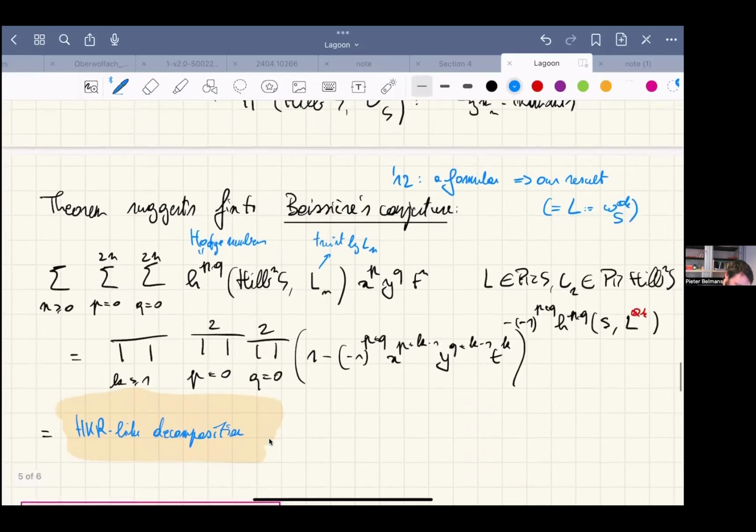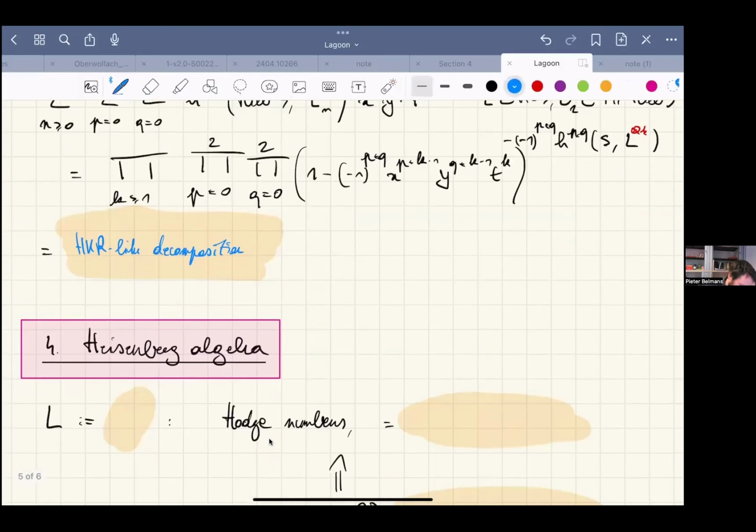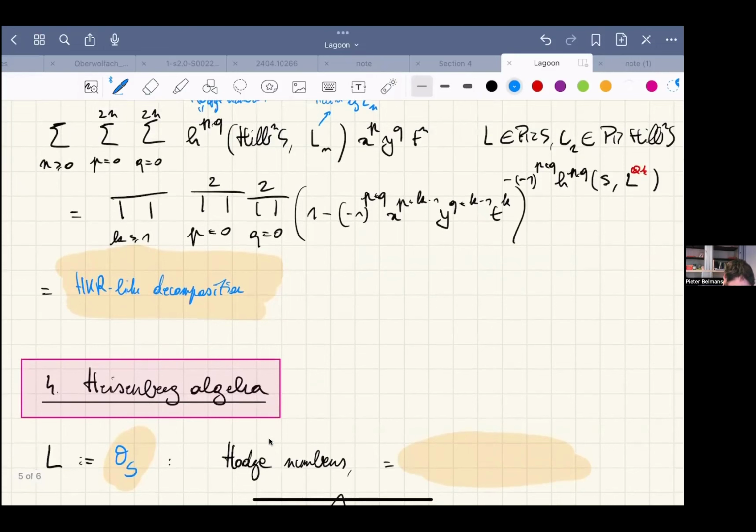Good. So the final thing now is, I mentioned that our result is really where we want to let L be some power of the canonical bundle. But let's take the easiest case. Let's take the structure sheaf. And this Boissière formula really is about Hodge numbers. So the Boissière conjecture is really about Hodge numbers. And in that case, it's a theorem.